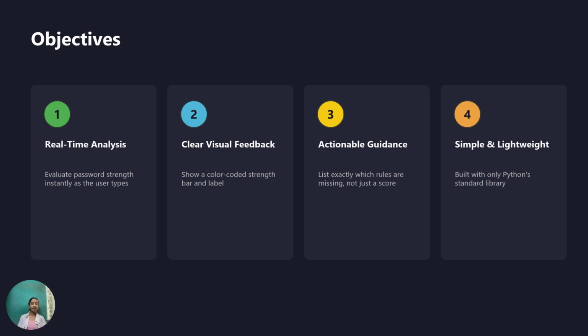First, real time analysis. The strength updates instantly as you type with no submit button needed. Every single keystroke triggers a fresh evaluation. Second, clear visual feedback using a color coded progress bar so users can see their password strength at a glance without needing to read any text at all if they don't want to. So red means weak, green means strong, and there are a few shades in between.